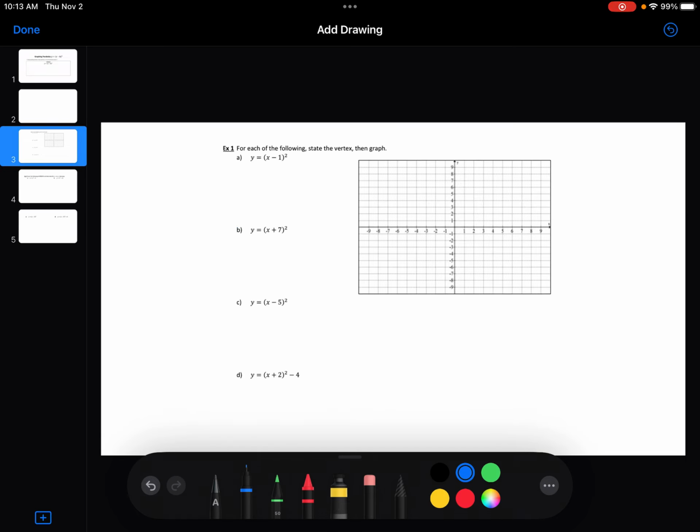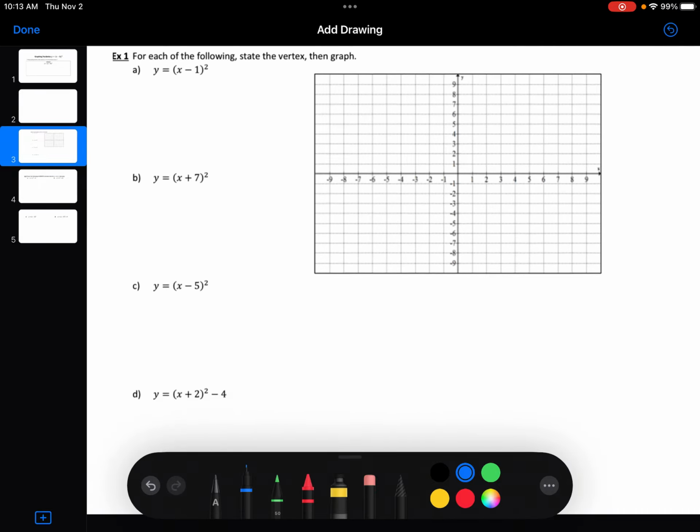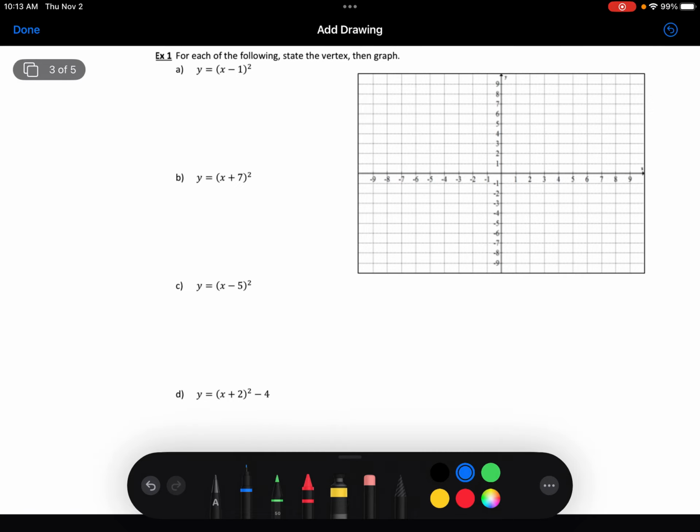So if I was graphing these, it says, for each of the following, state the vertex and then graph it. What I'm going to do is I'm going to actually graph it first. But if I think about, maybe we'll state the vertex. If we have a negative in the bracket, we know we're moving to the positive. So I've moved 1 to the right.